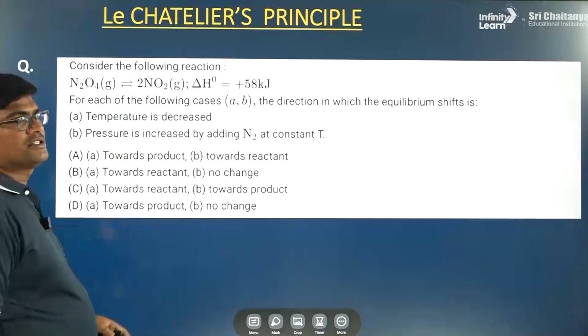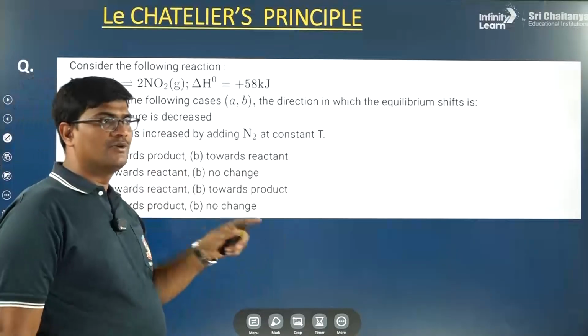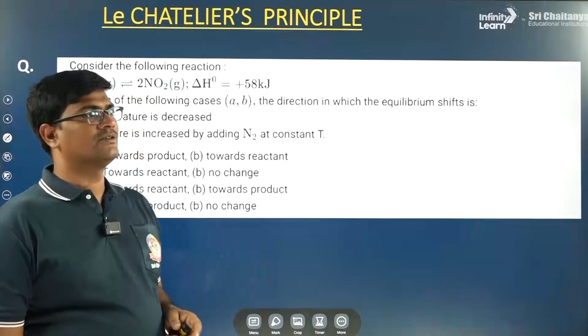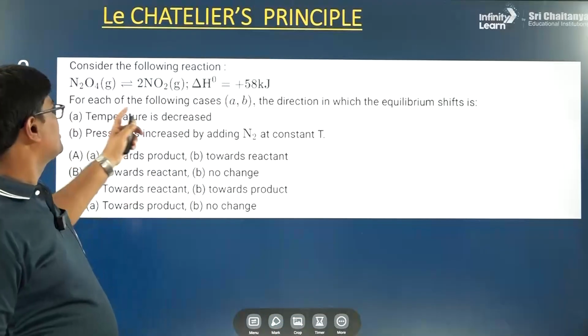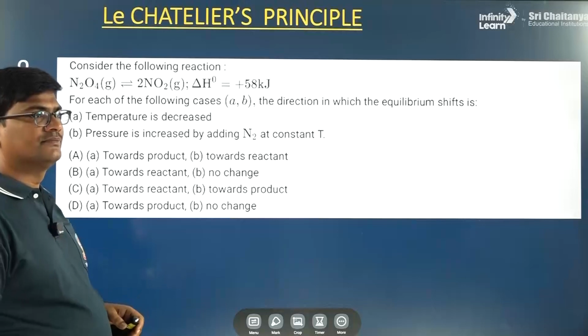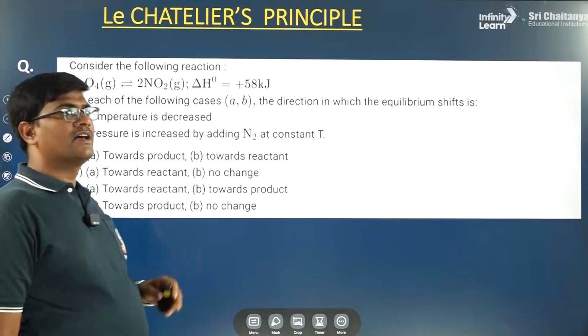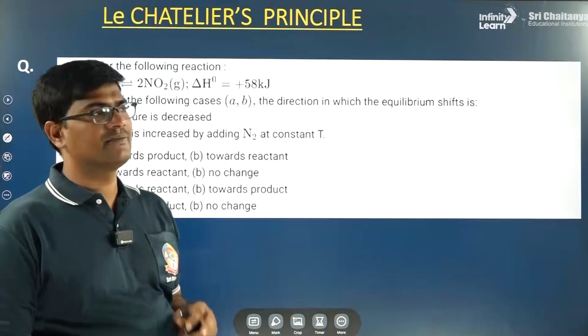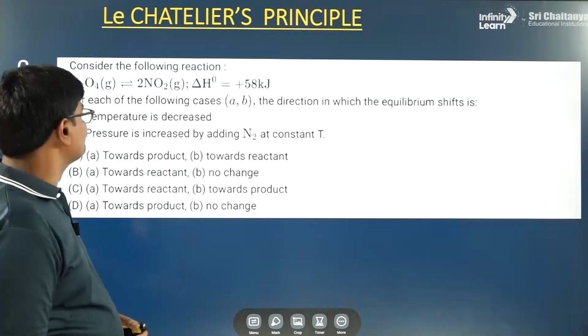Consider the following reaction. N2O4 is in equilibrium with 2NO2. It's an endothermic reaction. Delta H is plus 58 kilojoules. For each of the following cases, A and B, determine in which direction the equilibrium shifts. So, let's go for that.